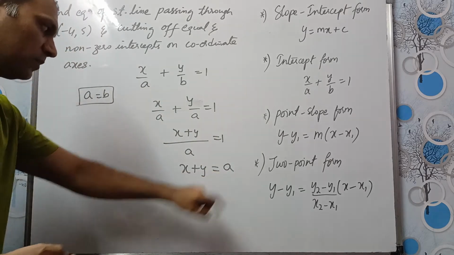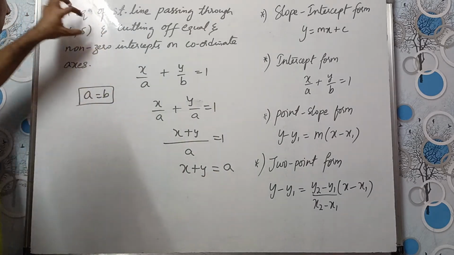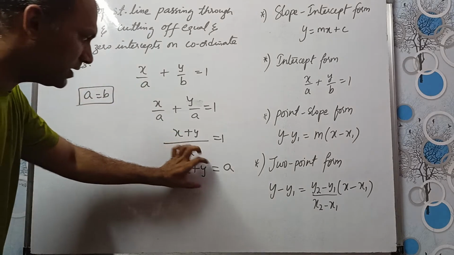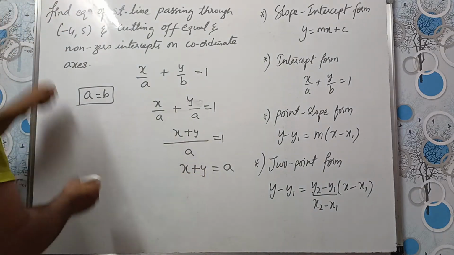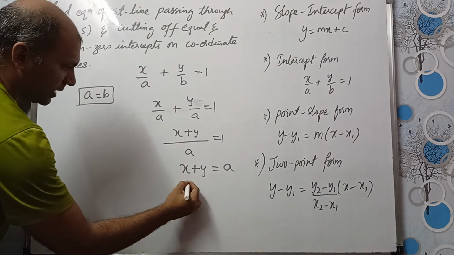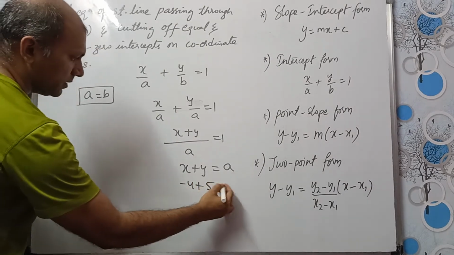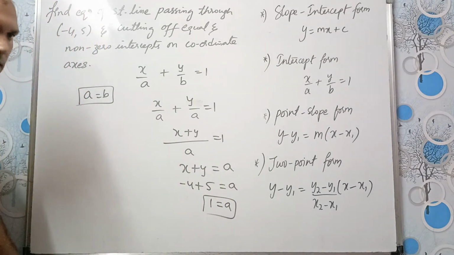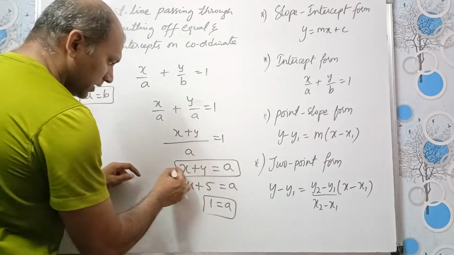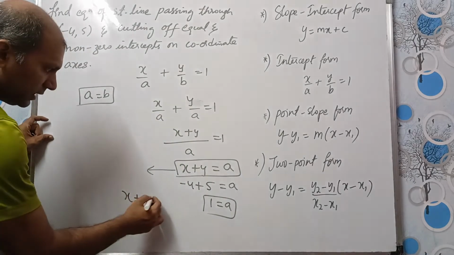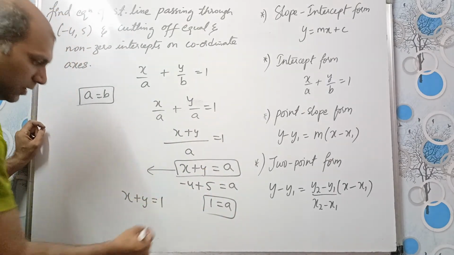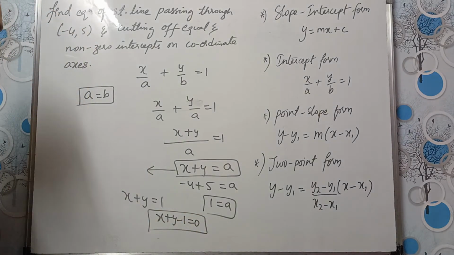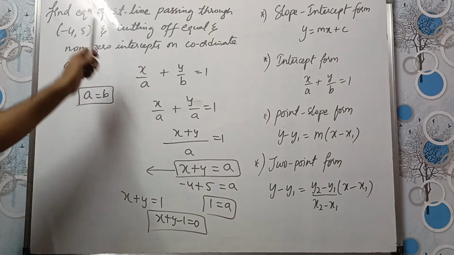Now how should we find the value of this A? See, it is clearly given that the line passes through -4 comma 5. So if we substitute -4 comma 5 in this, it will give us the value of A. In place of x we write -4 and in place of y we write 5. So this is A. 1 will be equal to A. A value is equal to 1. So substitute that A value here. x plus y is equal to 1, or x plus y minus 1 is equal to 0. This is the equation of a straight line.